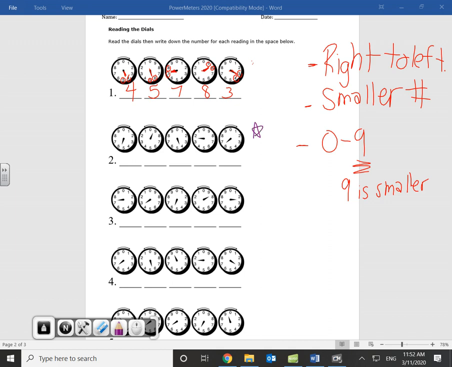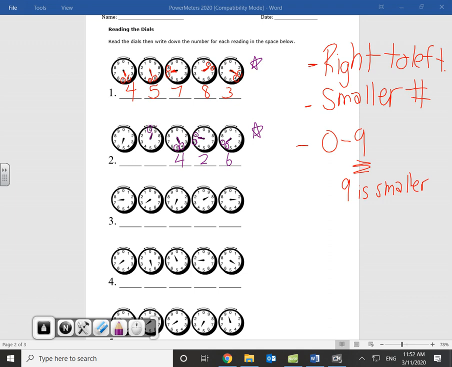Let's change color, be more exciting. Start on the right. Always on the right. Here's my needle. I'm between 7 and 6. We know 6 is the smaller number. Here's my needle. We're between 2 and 3. We know 2 is the smaller number. Here's my needle. We're between 5 and 4. We, of course, know 4 is the smaller number.